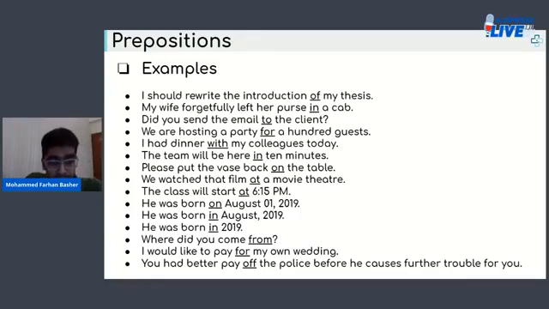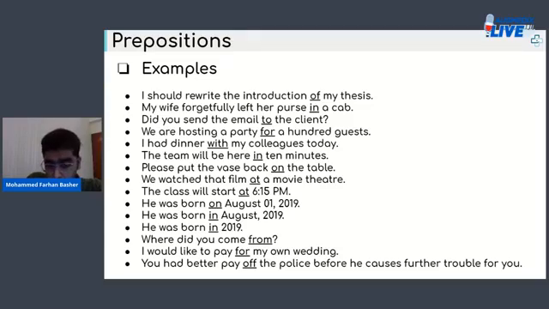Now, take note of the difference between pay for and pay off. So what does pay for mean? Pay for means to purchase or to make a payment for a positive thing, right? So you say pay for my own wedding. I would like to pay for my own wedding, meaning I would like to make all the payments or tend to all the expenditures that my wedding will be incurring, right?